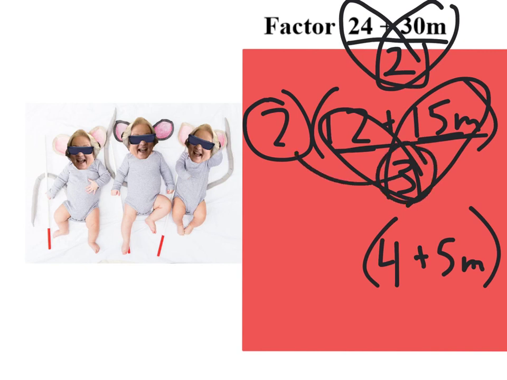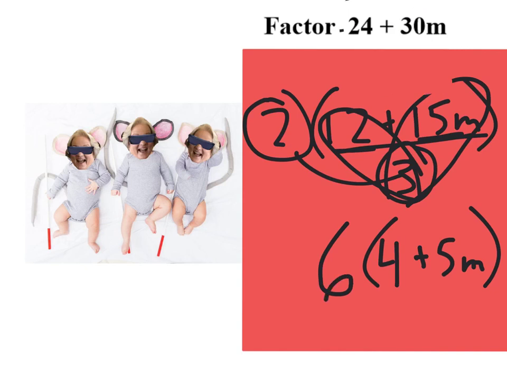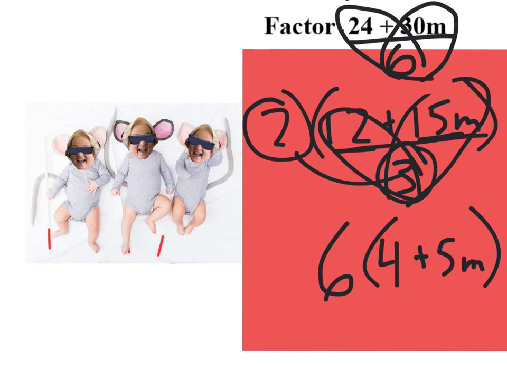So if I took out a 2 and a 3, I really took out a 6. So if I went back up to that original one and divided out a 6, I'd be right to my answer of 4 and right to my answer of 5m, and we have it factored.